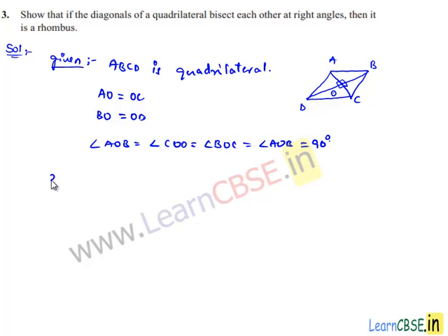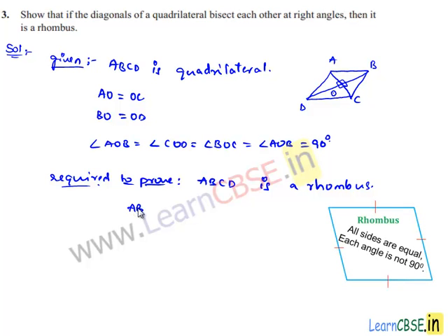Here what we require to prove is ABCD is a rhombus. We know the properties of a rhombus, that in a rhombus the diagonals bisect each other perpendicularly and all the sides will be equal. Here initially the condition is given that diagonals bisect each other perpendicularly. Hence we need to prove that all the sides are equal, that is AB is equal to BC is equal to CD is equal to DA.